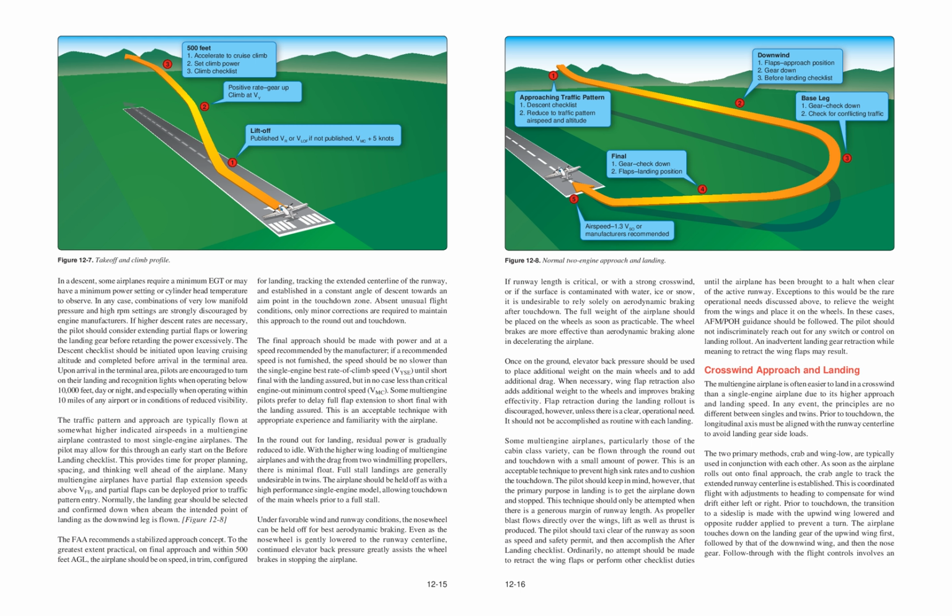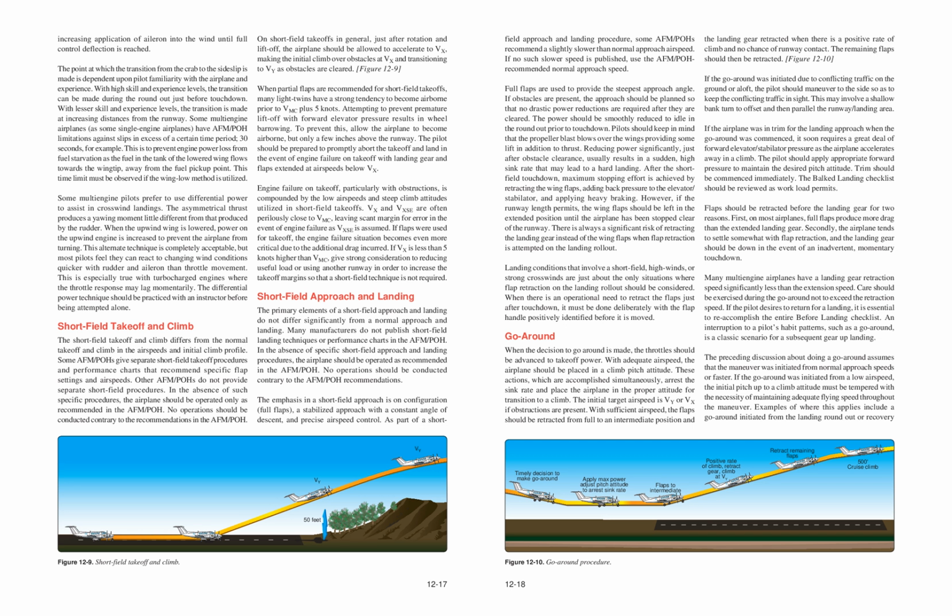Prior to touchdown, the transition to a side slip is made with the upwind wing lowered and opposite rudder applied to prevent a turn. The airplane touches down on the landing gear of the upwind wing first, followed by that of the downwind wing, and then the nose gear. Follow through with the flight controls involves increasing application of aileron into the wind until full control deflection is reached.